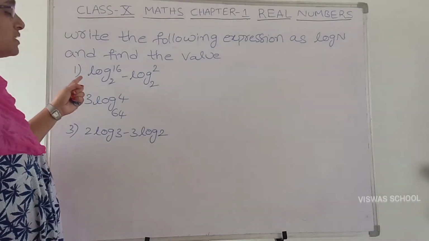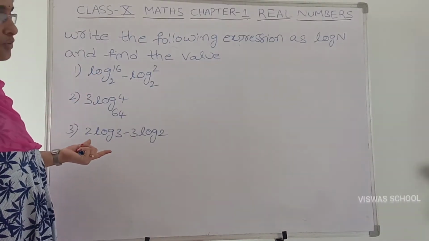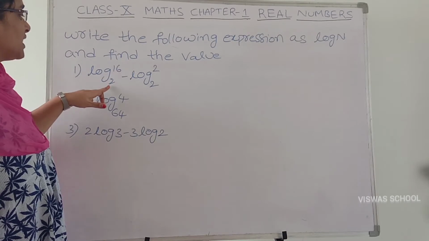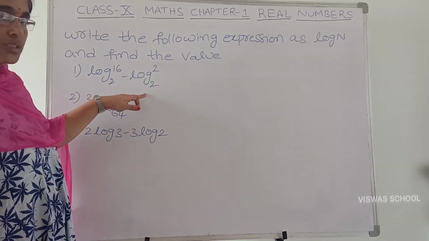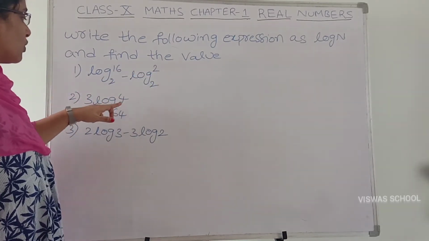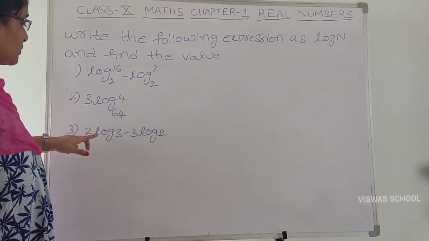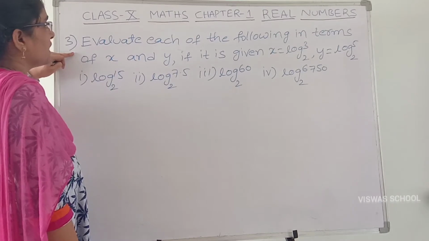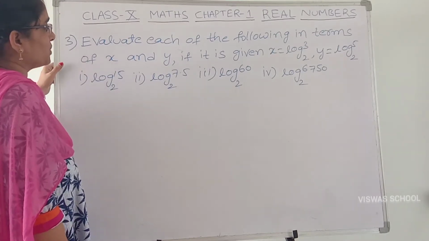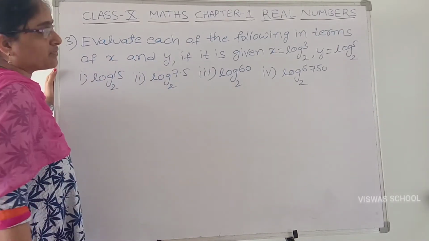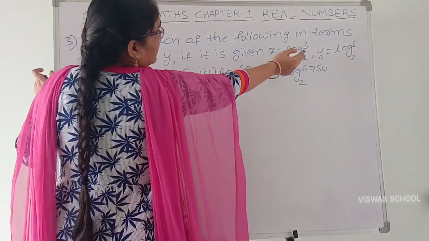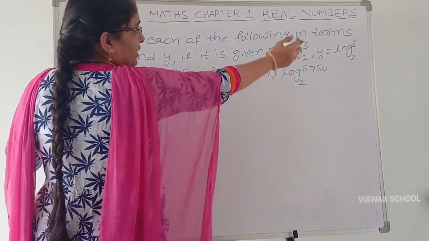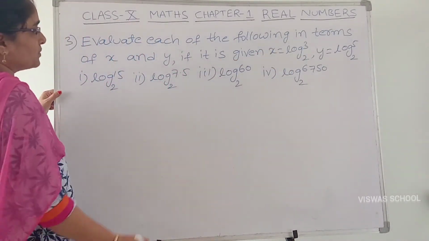In this model, take these three sums as homework: log 16 base 2 minus log 2 base 2, and 3 log 4 base 64, and 2 log 3 minus 3 log 2. Next one is, evaluate each of the following in terms of x and y, if it is given x equals log 3 base 2 and y equals log 5 base 2.